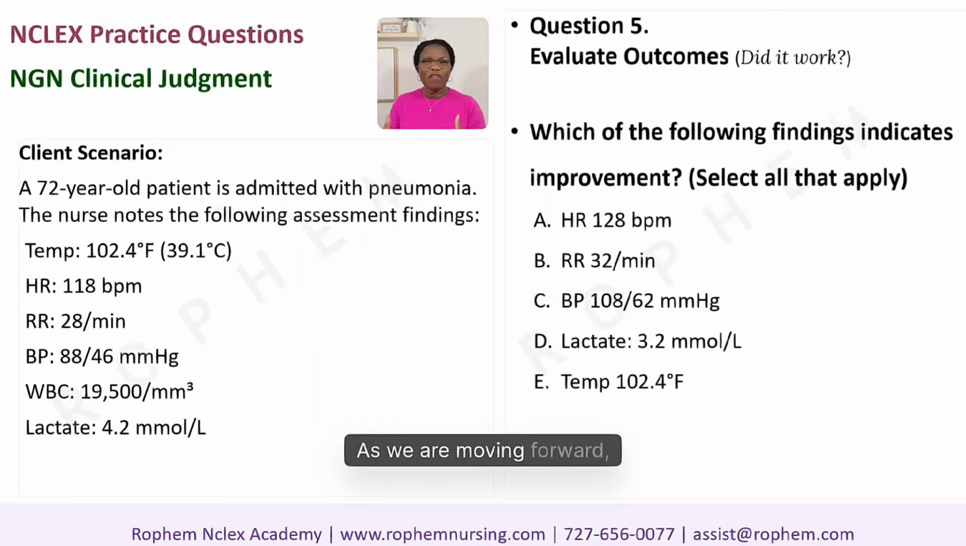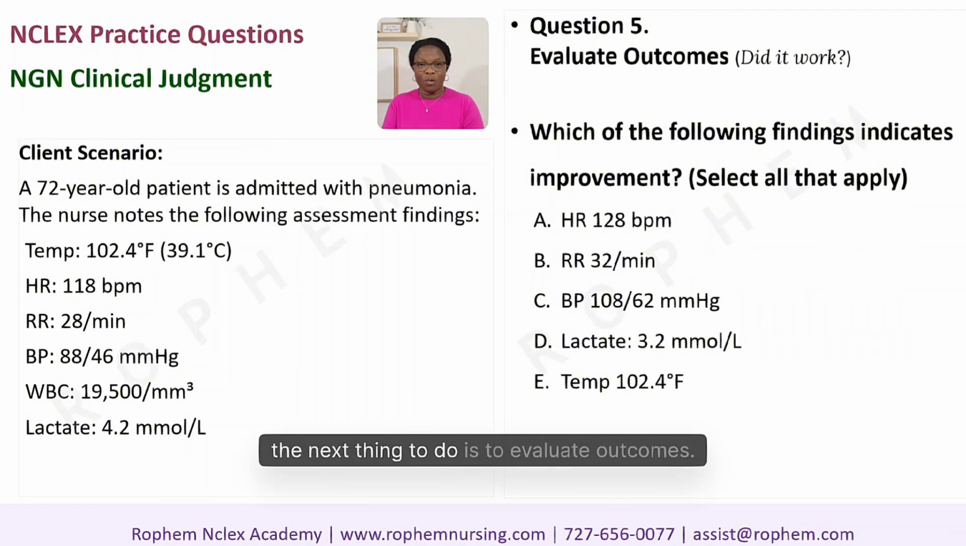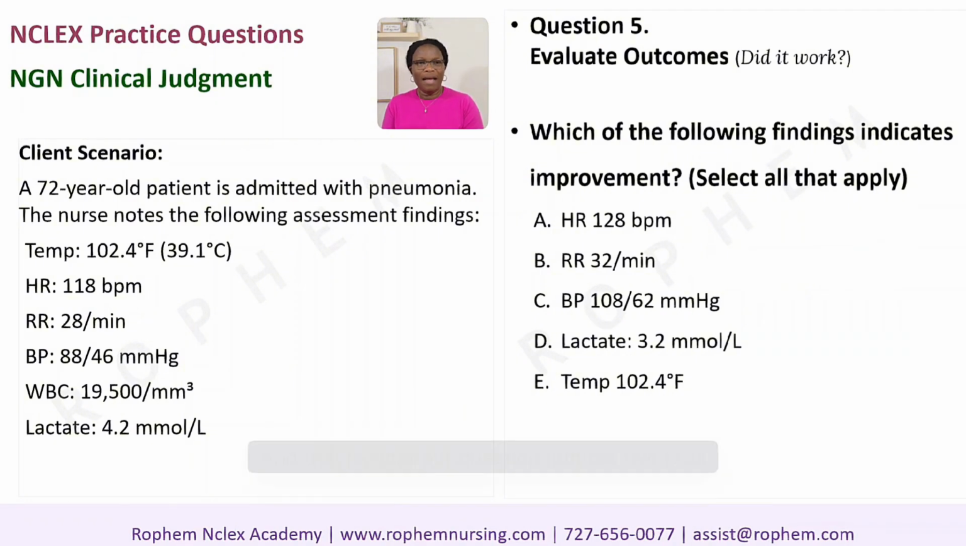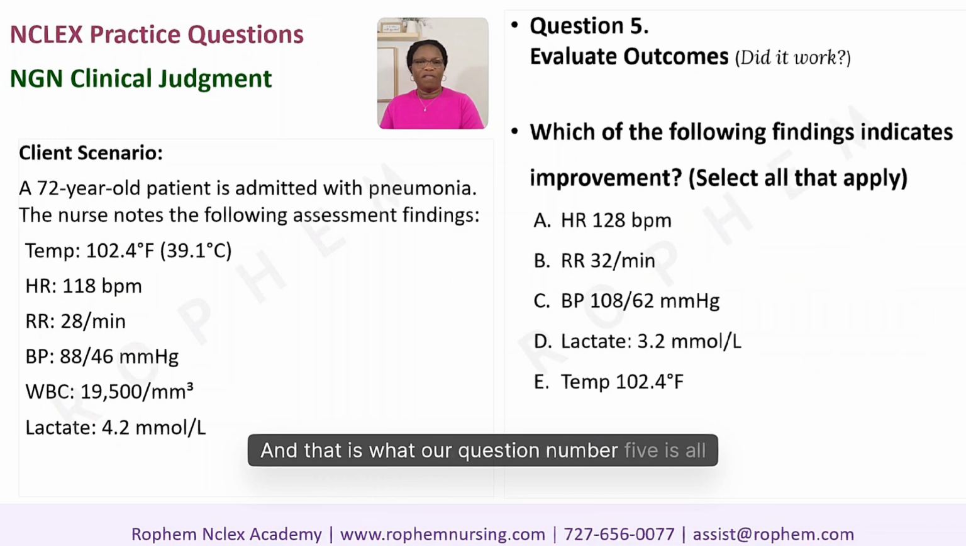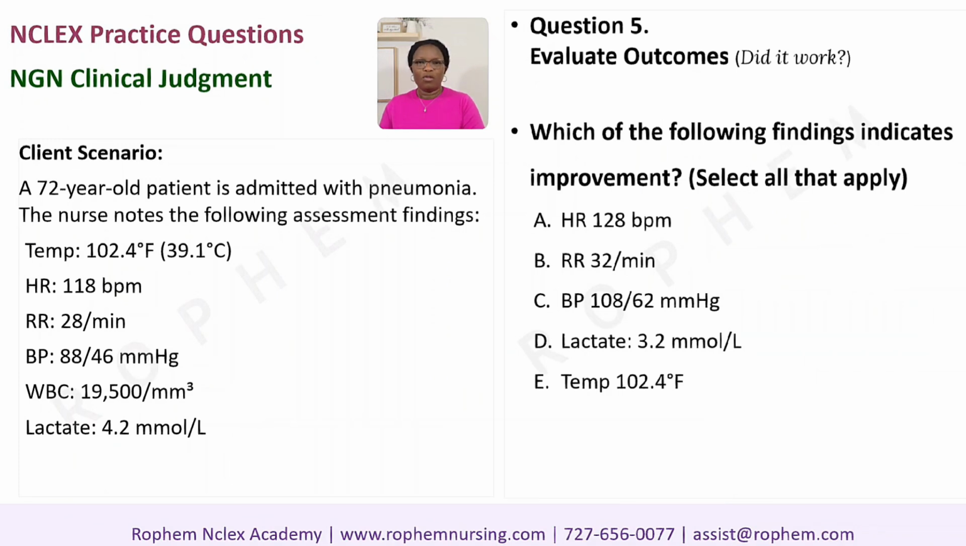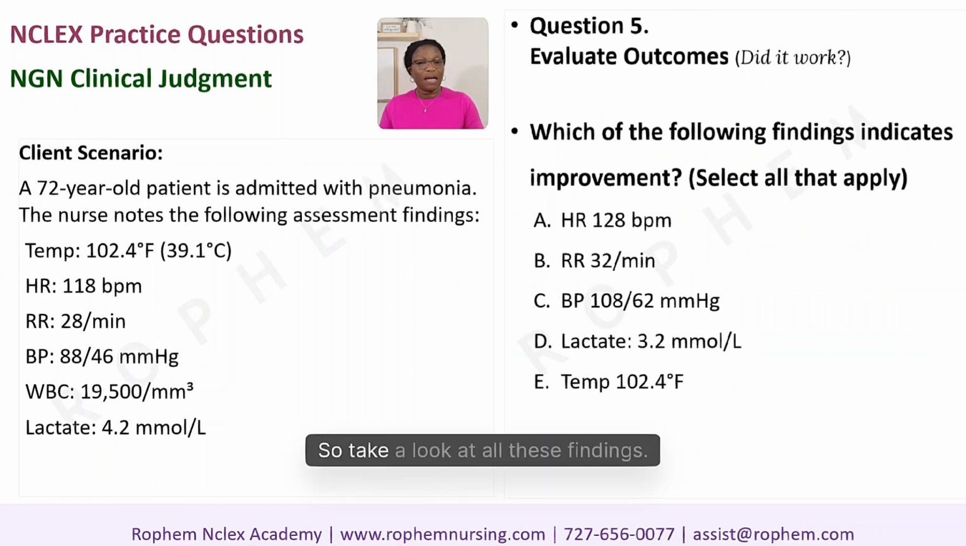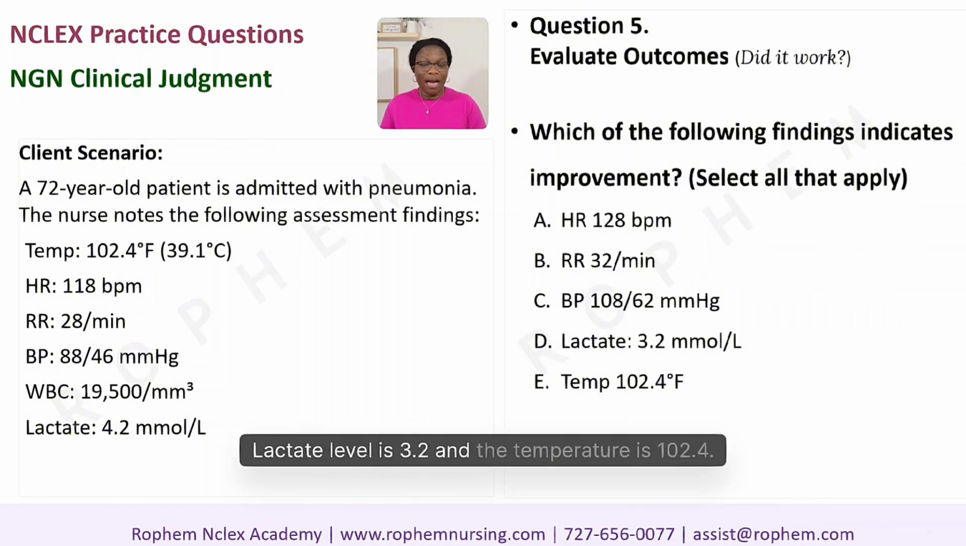Okay, as we are moving forward, the next thing to do is to evaluate outcome. And that is what our question number 5 is all about. So which of the following findings indicate improvement? So take a look at all these findings. Heart rate is 128 beats per minute. Respiratory rate is 32. Blood pressure is 108 over 62. Lactate level is 3.2 and the temperature is 102.4.